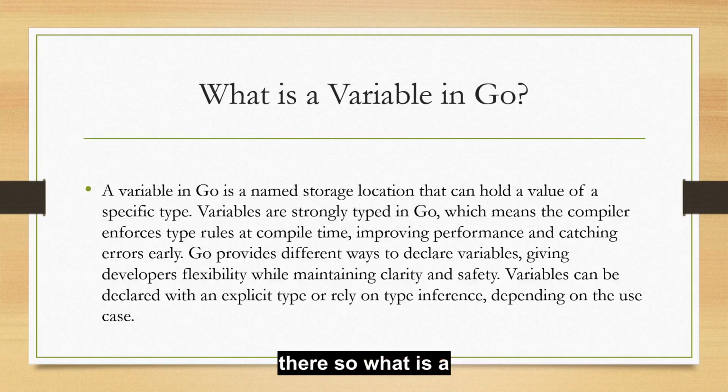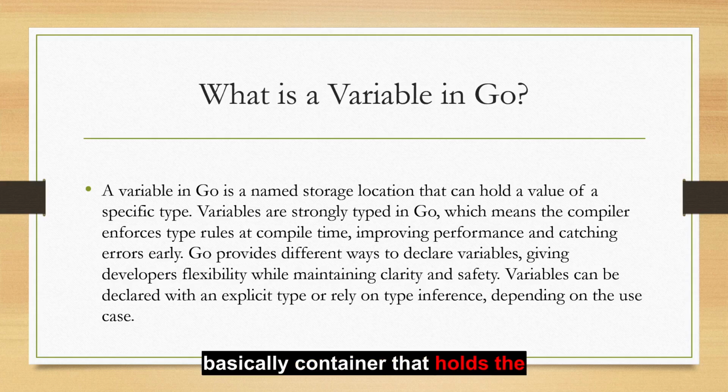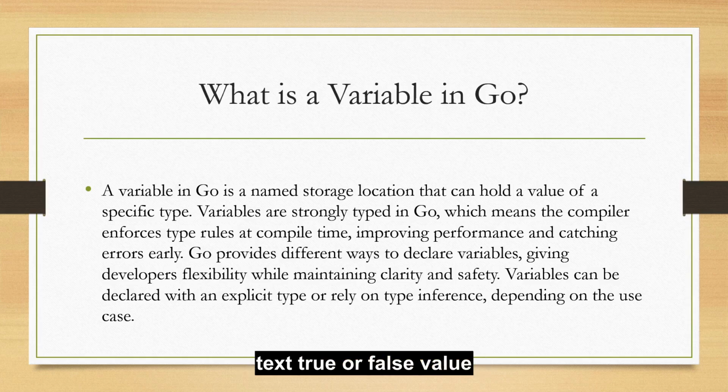So what is a variable in Go? In Go, a variable is basically a container that holds a value like a number, some text, or a true or false value. The key thing here is Go is strongly typed. So what does that mean? It means Go cares about what kind of data you are storing. If you said this variable is supposed to hold a number, you can't sneak in a string later. It's like telling your phone charger port you are made for USB-C. No lightning cable nonsense allowed.